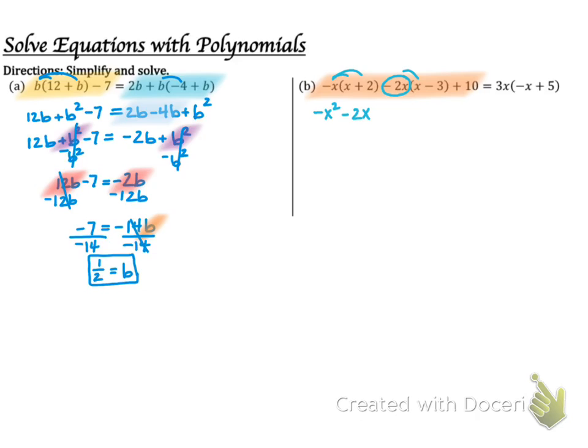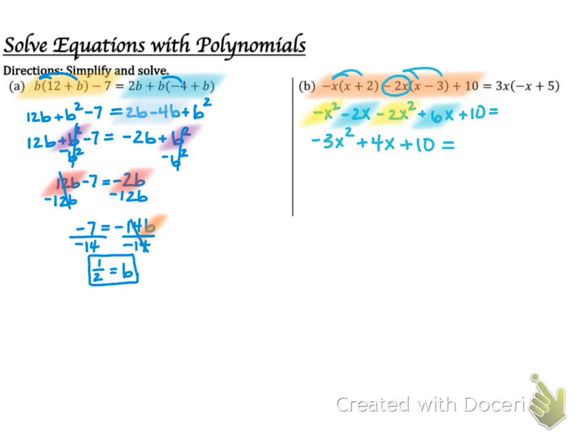Now I need to distribute negative 2x to that set of parentheses. So negative 2x times x is negative 2x squared. Negative 2x times negative 3 gives me a positive 6x. There's nothing in parentheses with 10, so that just stays at plus 10. Now I need to double check for any like terms. I do have two terms that have x squared, so I can combine those to give me negative 3x squared. I also have two terms with just an x, so I combine those to give me 4x. 10 does not have any like terms, so we just copy that down.